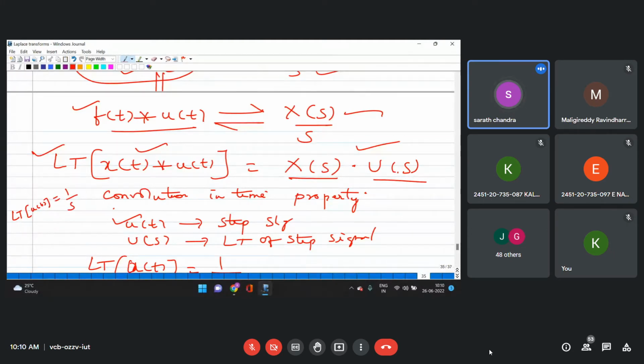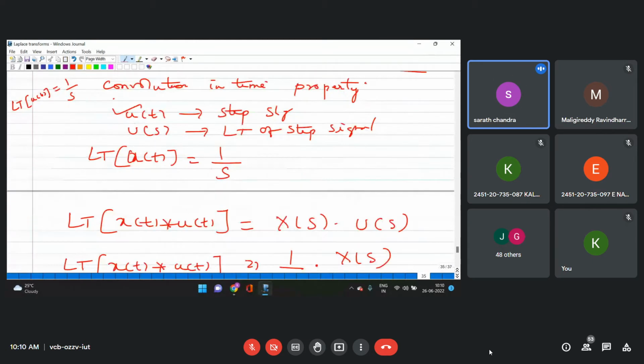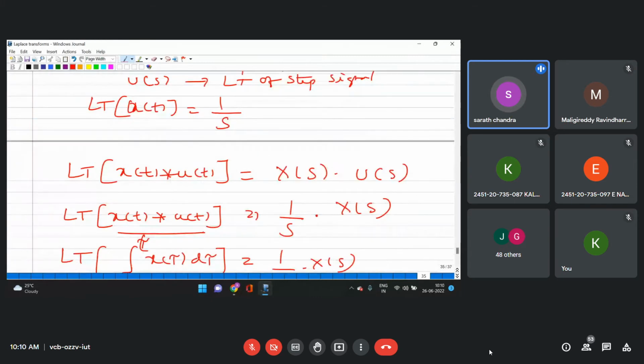If proved, we did this in EC, and in CSC it has not been done yet, right? But anyhow, take it, we will prove it. So the Laplace transform of u of t equals 1 by s. If I apply this, X of s into U of s is 1 by s. So a one line answer.